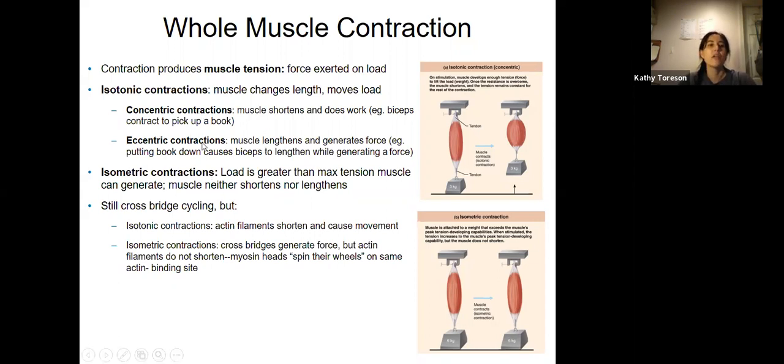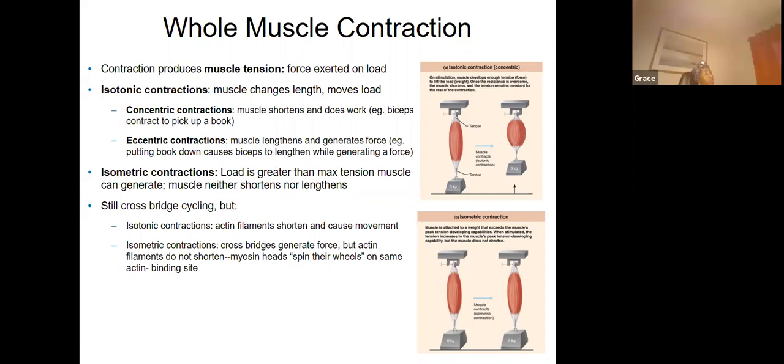And again, we're still talking about contraction, so we're still talking about cross-bridge cycling and all that good stuff, troponin, tropomyosin, etc.